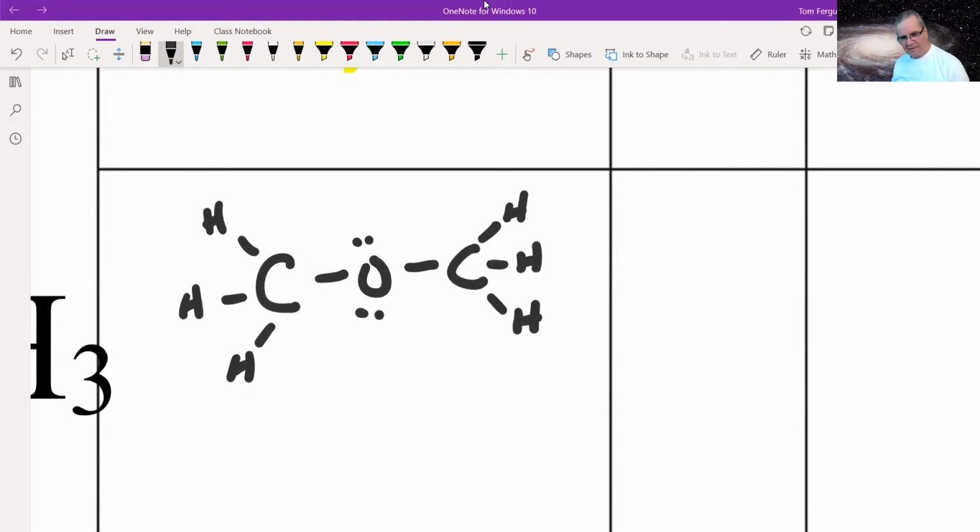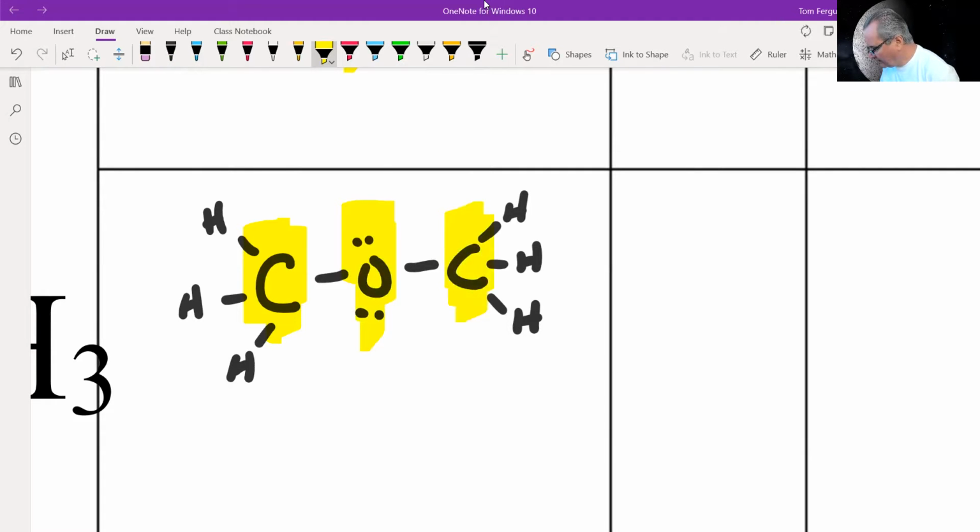Okay, now how many central atoms are there? Well, there are 3, because remember, a central atom has 2 or more atoms attached. Okay, so that makes the carbon which has 4 atoms attached, a candidate, the oxygen, which has 2 atoms attached, and this carbon over here has 4. So that's a candidate also. So there are 3 central atoms here.